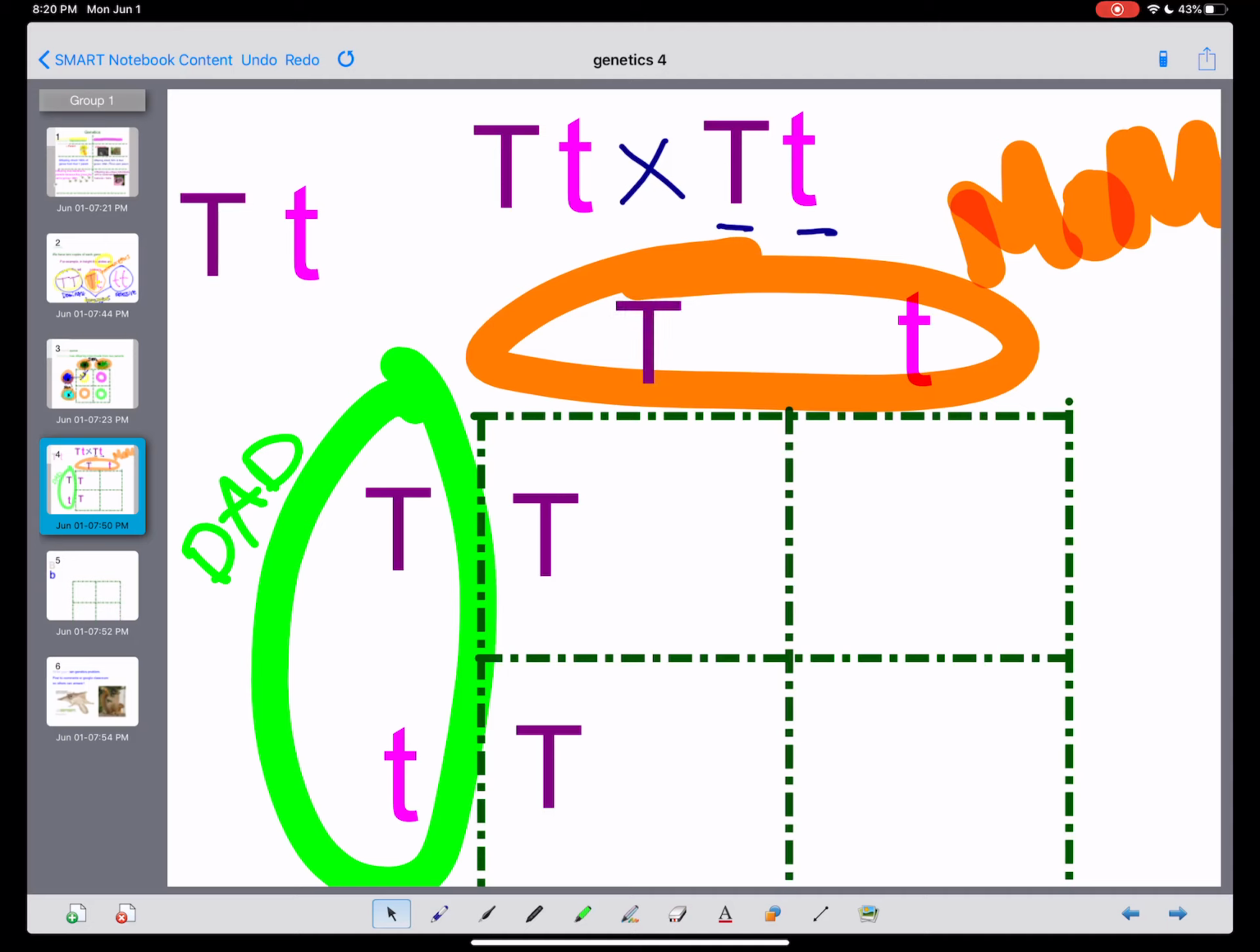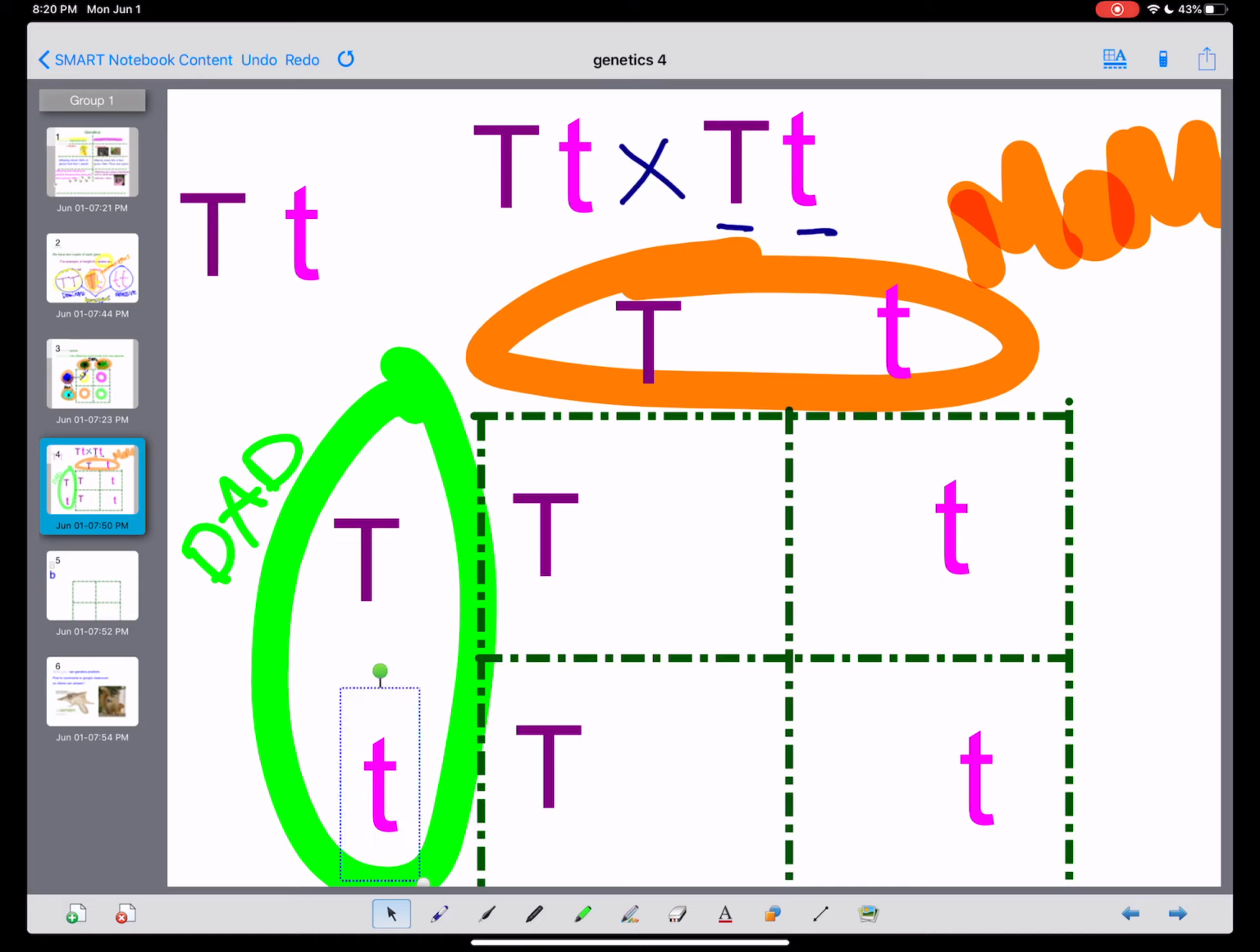And then for her lowercase t, she brings it down into this box and down into that box. So we have now brought all of mom's genes down into the boxes. Now we're going to do dad. Dad's go across. And when you're doing this on your own, it doesn't matter where dad or mom is. It just matters that one parent is on the top and their genes go down. The other parent is on the side and their genes go across.